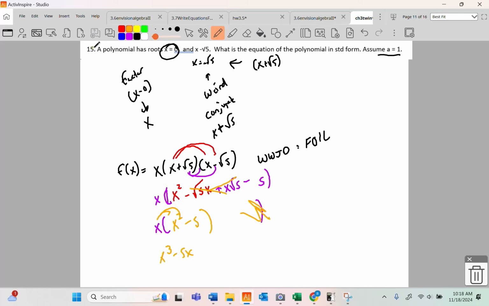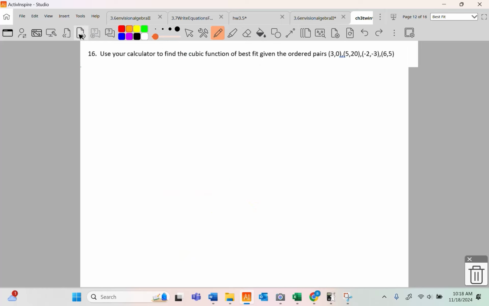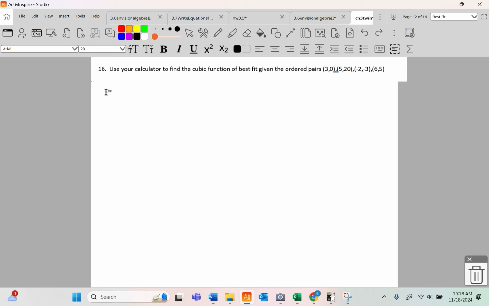Moving forward. Use your calculator to find the cubic function of best fit given the ordered pairs 3, 0, 5, 20, negative 2, 3, 6, 5, and so forth. It's pretty simple. You're going to put your x's into list 1, your y's into list 2.